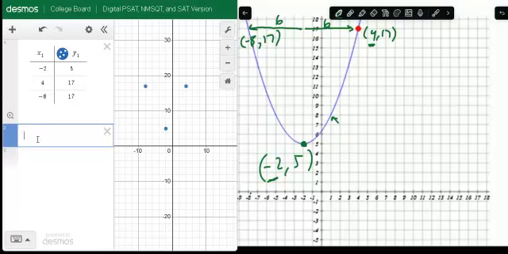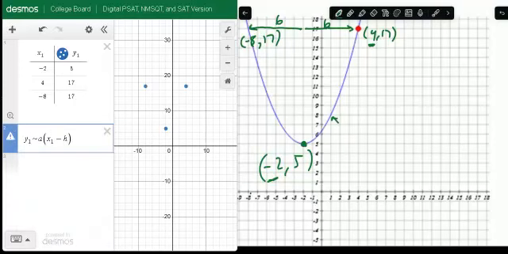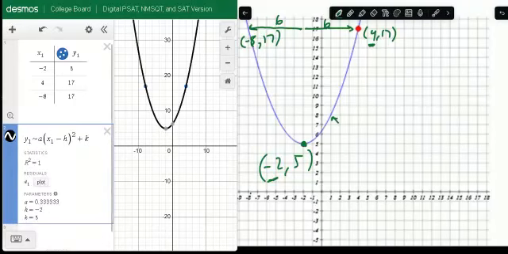And now I can call in my equation. Y1 is similar to, and I just need to choose which form I want: intercept form, vertex form, or general form. When I look at this question, it doesn't specify, so you can choose any one of them. I'm going to use a(x - h)² + k.